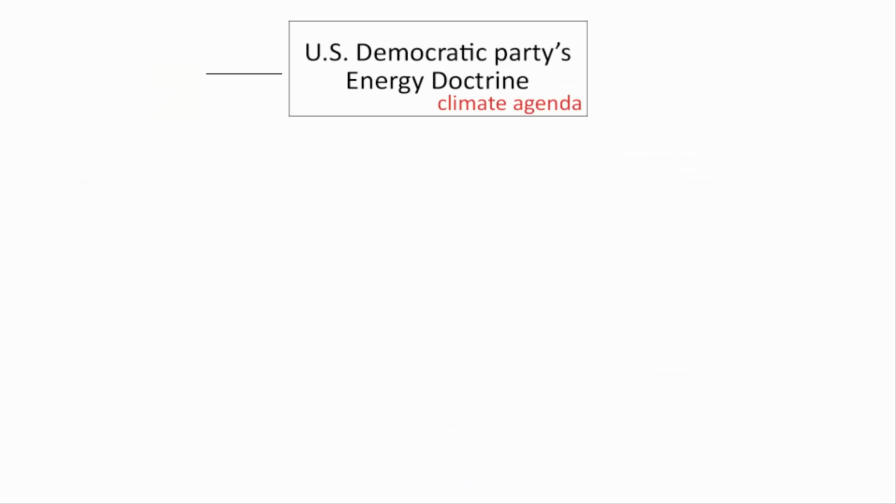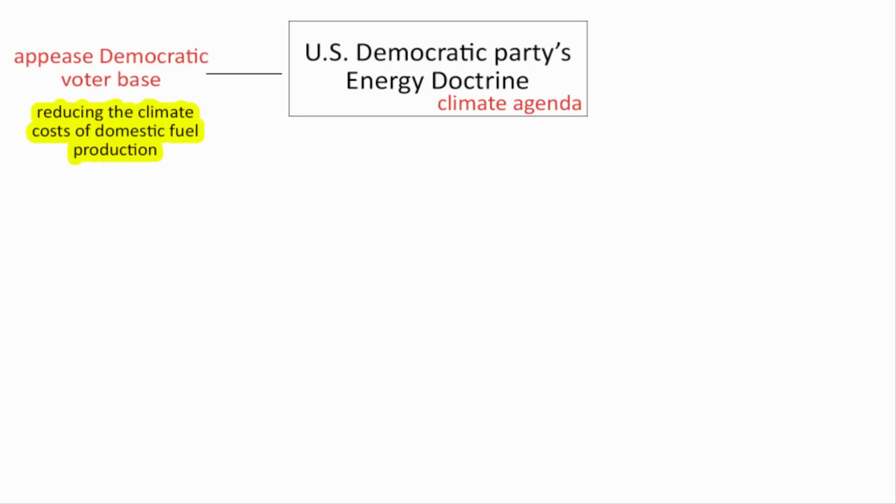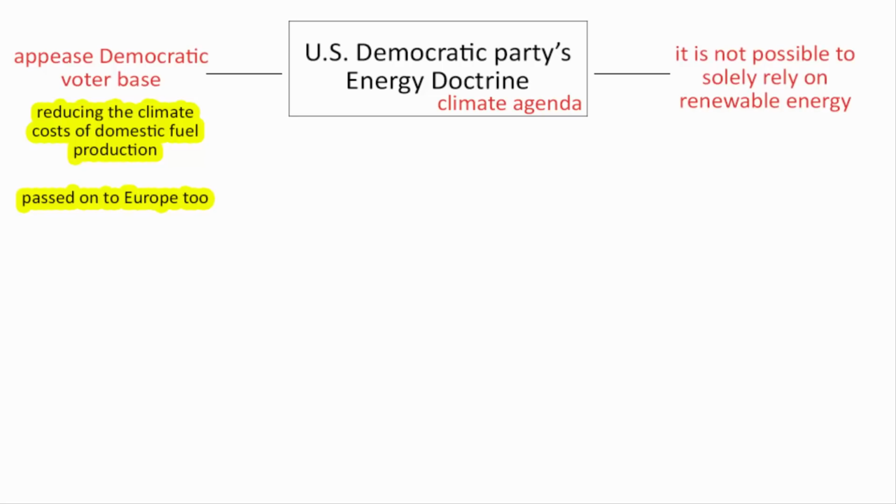So you see what's going on. Basically, Joe Biden and his Democratic Party have a climate agenda. He wants to appeal to his Democratic voter base by reducing the climate cost of domestic fuel production. The same policy of America has been passed on to Europe. And I'm sure they will do it to all democratic countries. However, deep down, Biden knows that it is not possible to solely rely on renewable energy.